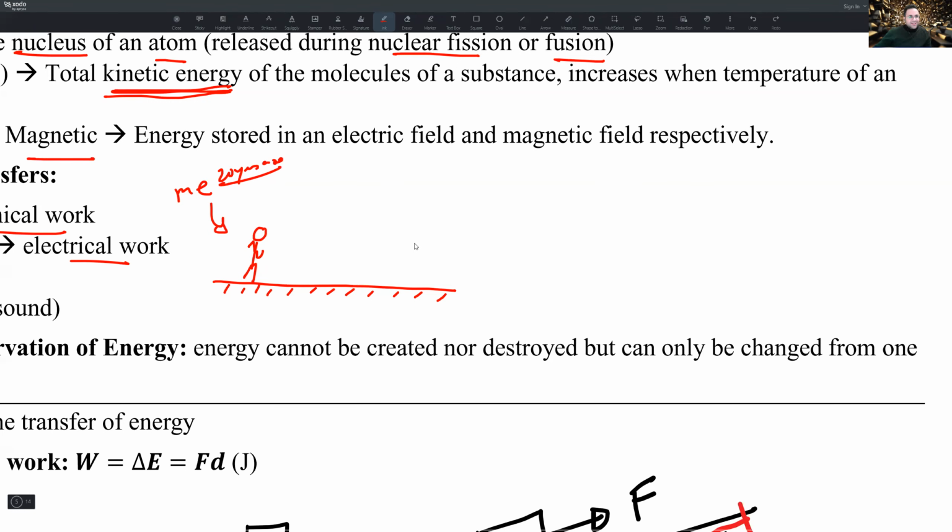Okay. If I decide to go running and I go faster and faster and faster, what am I changing? What's the energy change?